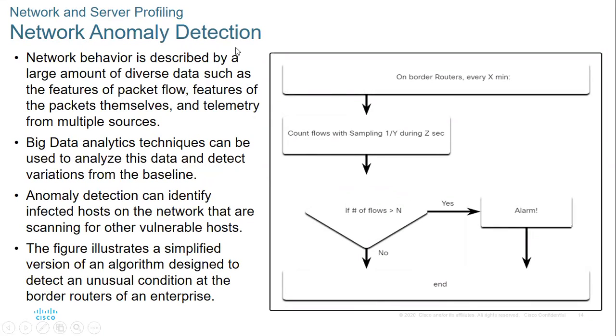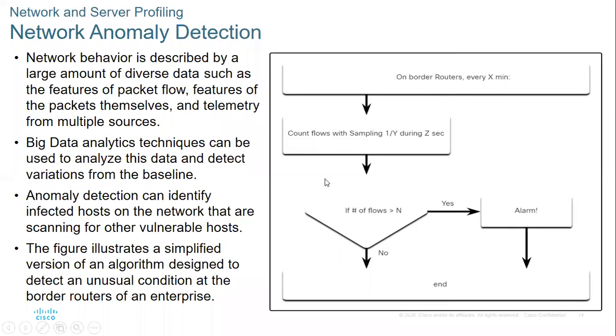Network anomaly detection. As I said, network behavior is described by a large amount of diverse data, such as the features of packet flows, features of packets themselves, telemetry from multiple sources. So with network anomaly detection nowadays, they normally use big data techniques. Big data is all about getting sense from a large amount of data. These techniques use a large amount of data, and from that, they are able to detect variations in the data. They can detect anomalies in the data.